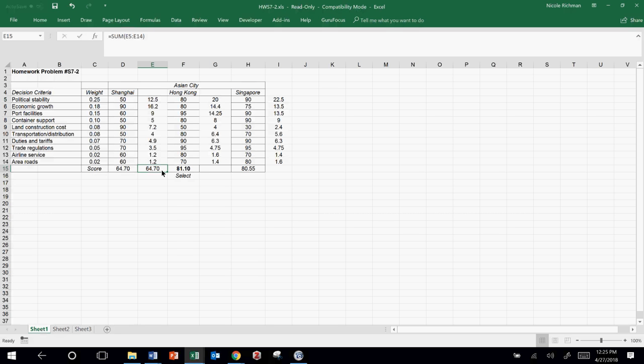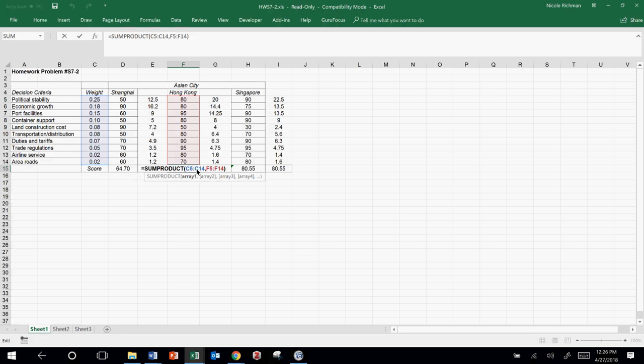And now we get a sum score of 6470 for Shanghai, 8110 for Hong Kong, and 8055 for Singapore. Alternatively, you can also use the sum product function. So we're going to use sum product, and we're going to select our weighted column first, then our score column, and that will do the sum of the product between this one and this one, this one and this one, this one and this one, and so on.